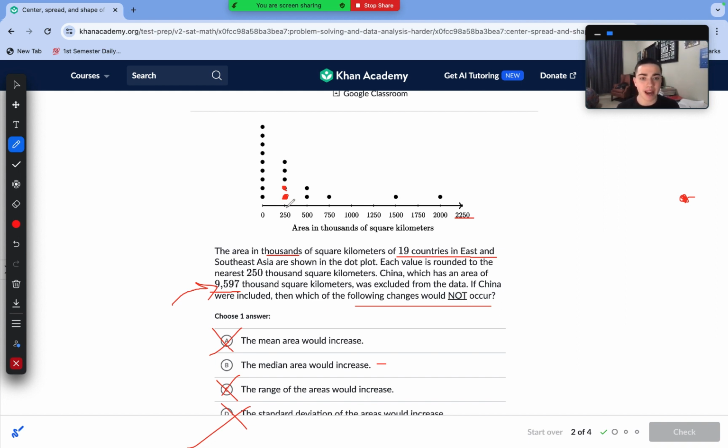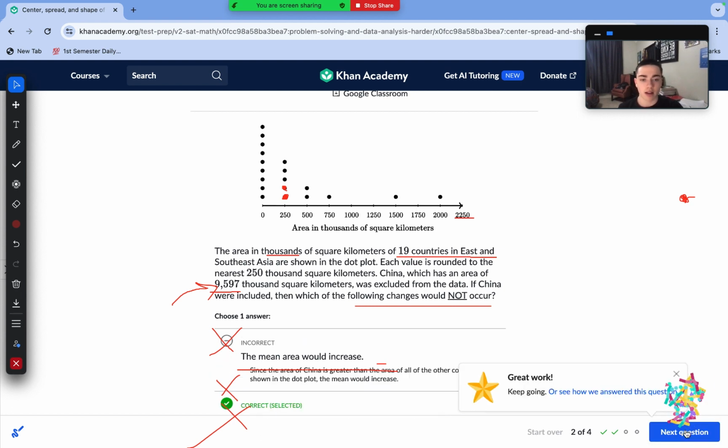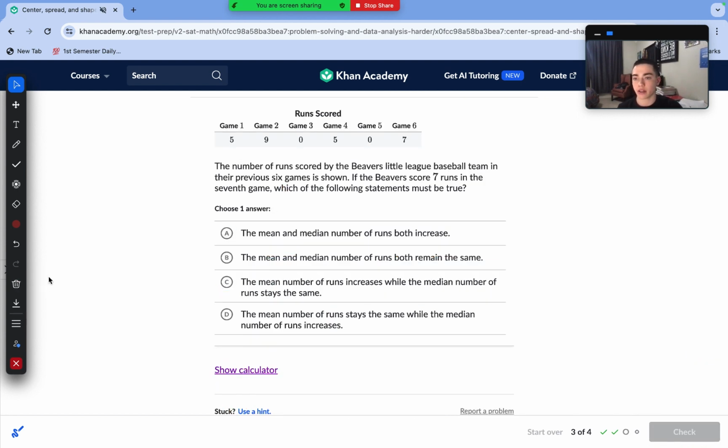This means that our median error would stay the same, so it would not increase, meaning that change right there did not occur. Answer choice B is the correct option. Alright, on to our next question here.